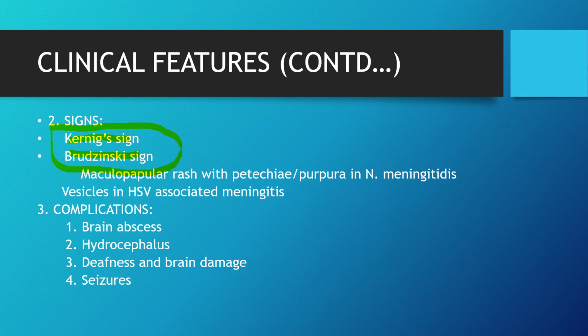The Kernig sign can be elicited by asking the patient to lie down flat in a supine position, and his hips should be flexed along with his knees, right? So when you try to extend the patient's legs at the knee joint while his hips are flexed, the patient will experience low back pain. This is known as the Kernig sign.